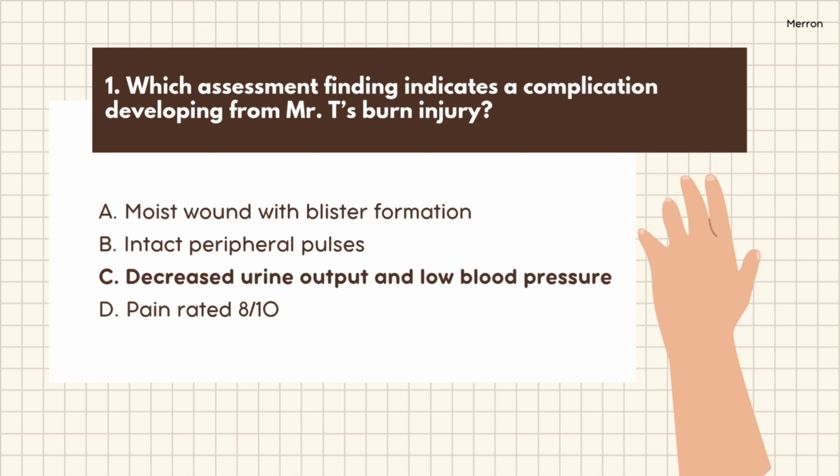Lastly, number 4. Which finding best indicates that Mr. T's burn is a second-degree burn? A. Presence of dry, leathery eschar. B. Full thickness tissue destruction with no pain. C. Mild redness only. Or D. Blisters, redness, and severe pain.